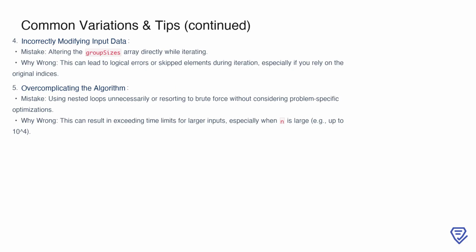Similarly, overcomplicating your algorithm can be a major drawback. Some solutions use nested loops unnecessarily or resort to brute force approaches that don't take advantage of the problem constraints. While brute force may seem straightforward, it becomes problematic when the input size grows, as this can easily push the time complexity to O(n²), which is not acceptable for larger inputs like n equals 10⁴. Instead, you should aim for a more streamlined approach that avoids these inefficiencies.